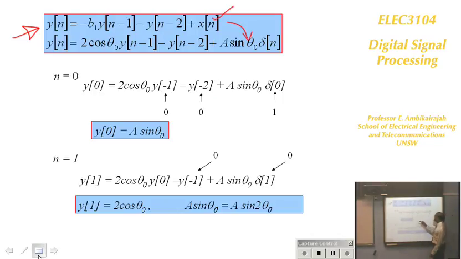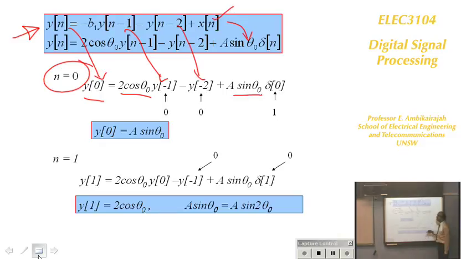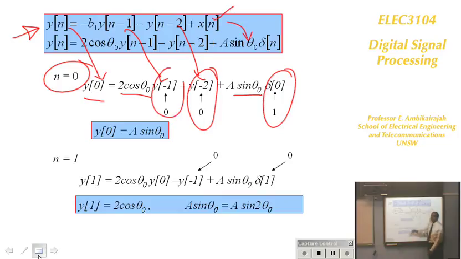Now you start with n equal to 0. If you got n equal to 0, then y0 here equals 2 cos theta naught y minus 1 minus y minus 2 plus this. Delta 0 is 1. This is 0, this is 0, given already. So you get a sine theta naught. Now you put n equal to 1. You repeat it again. Keep going.